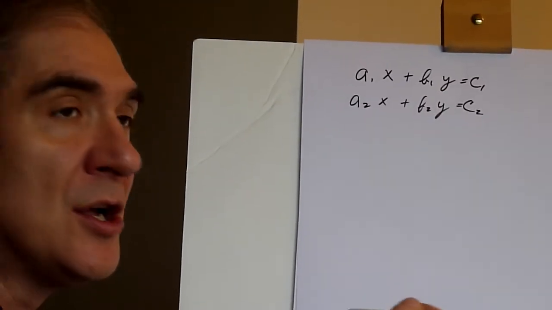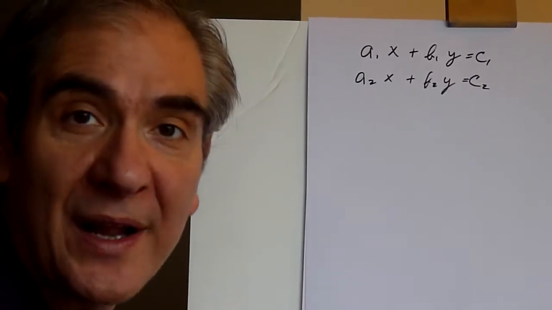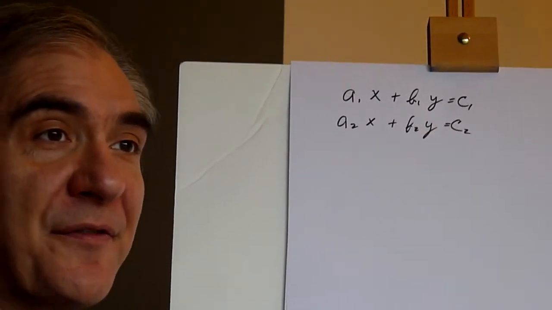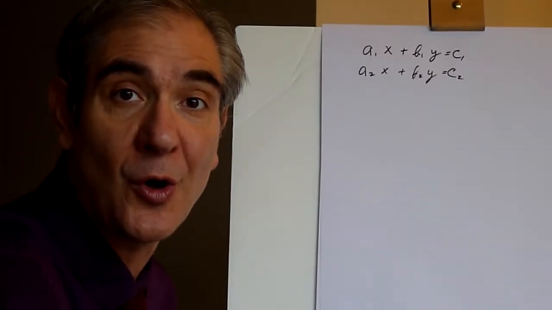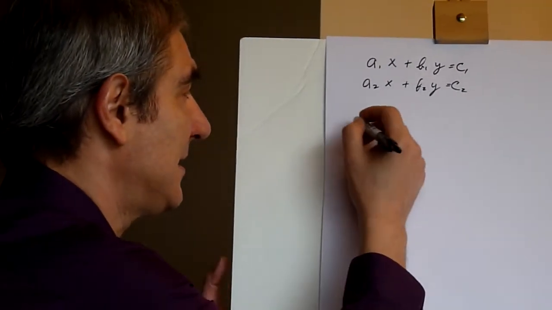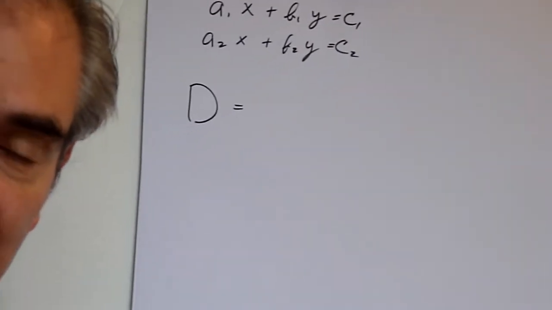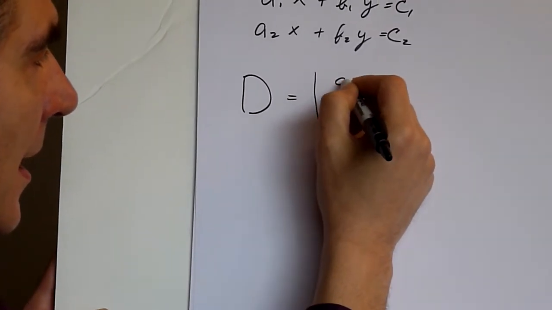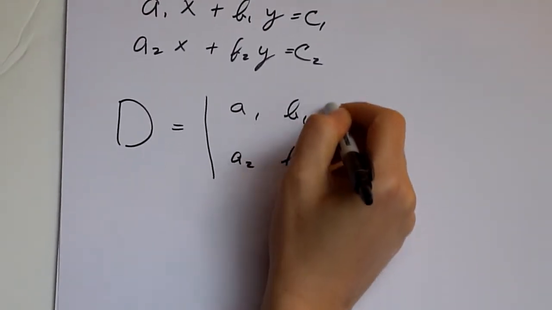This really represents two lines on a two-dimensional space, and we're trying to figure out what specific point they're intersecting. If I'm going to figure out the solution to the system of equations using Cramer's rule, I have to show what D represents. D is the determinant of the coefficient matrix. Our coefficients are A1, B1, and A2, B2 in the second row.